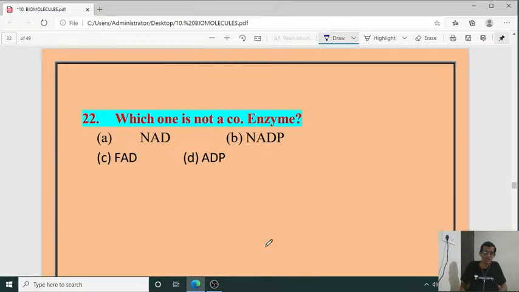Then which one is not a coenzyme out of the following options? It is the ADP. ADP is the energy currency molecule, isn't it? NAD, NADP, FAD, ADP. Out of these, the one that is not a coenzyme is ADP.